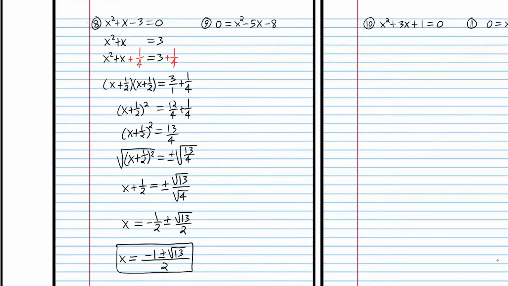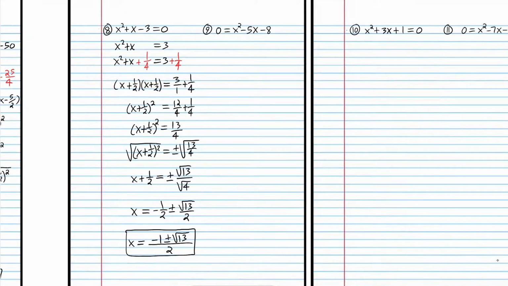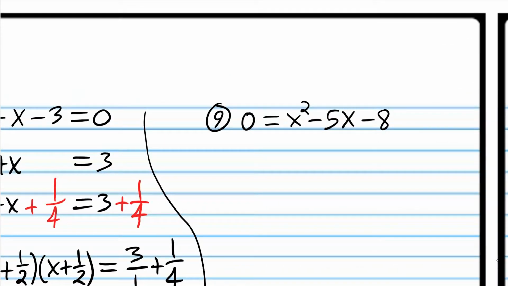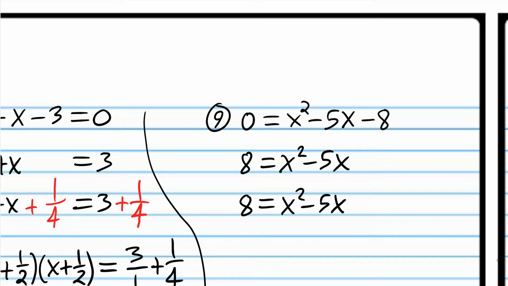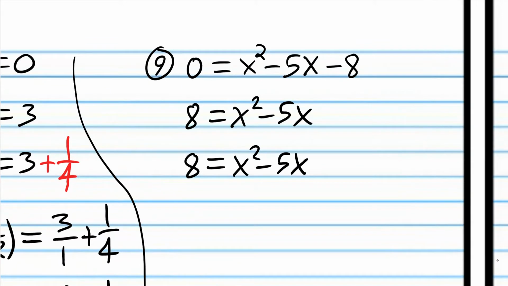Okay, so let's try one more of those problems before you try one on your own. I make a divider. Put the 8 on the other side. We're just following the same procedure we did in the previous class. No big deal. Take 5 divided by 2, square it, and you get 25 over 4.